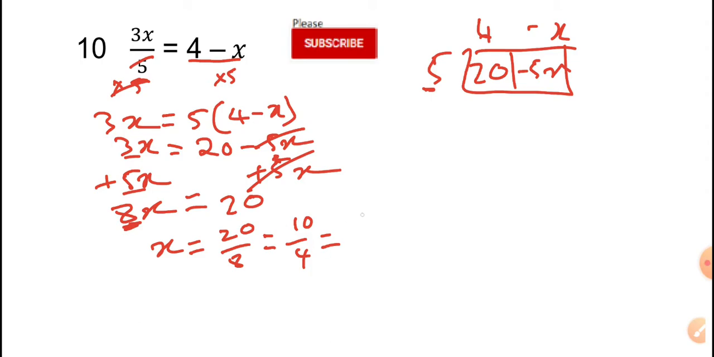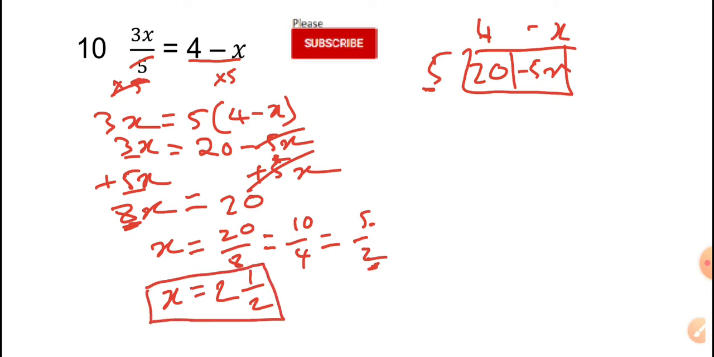Because they're both even numbers, so we get 5 over 2. And everyone knows 5 over 2 is 2.5. But if we were to write it as a mixed number, okay, copy the 2 down. How many times does 2 go into 5? 2 times, so 2 times is 4 with 1 remainder. So the final answer is x is equal to 2.5.